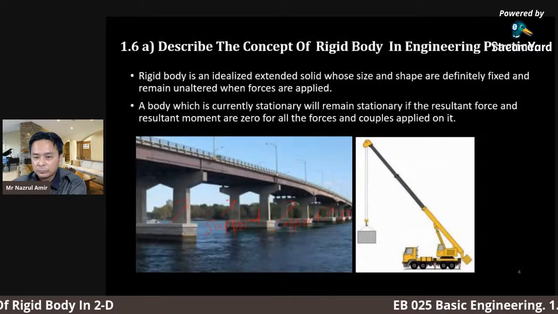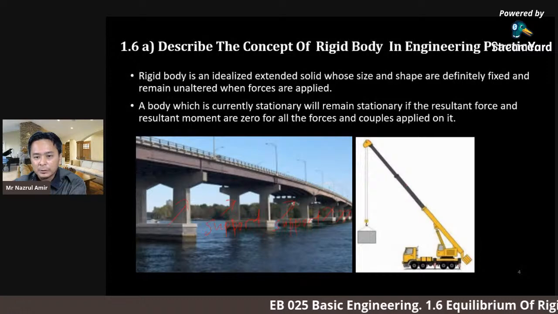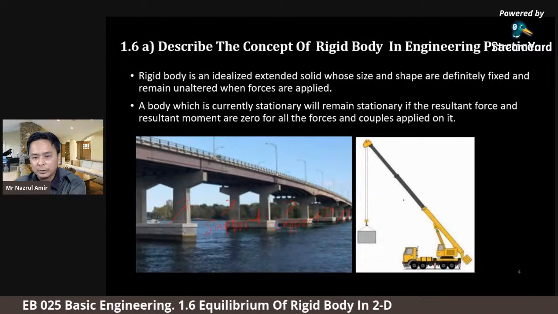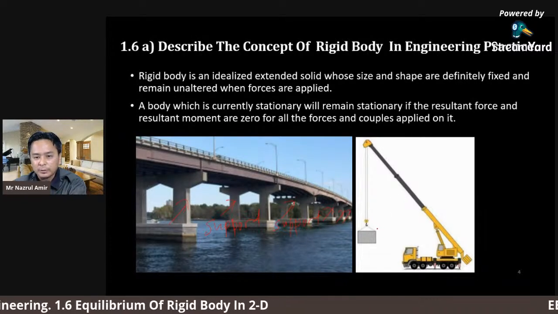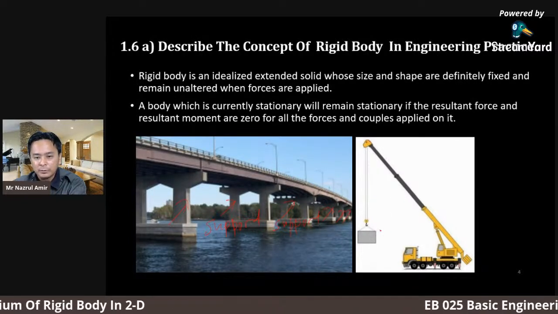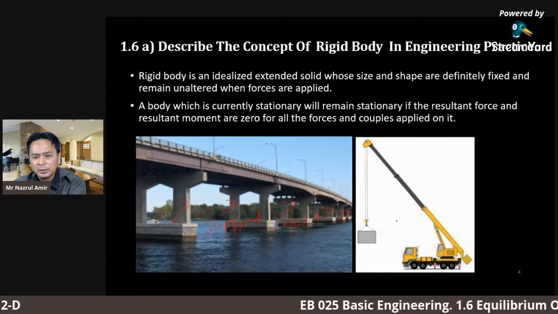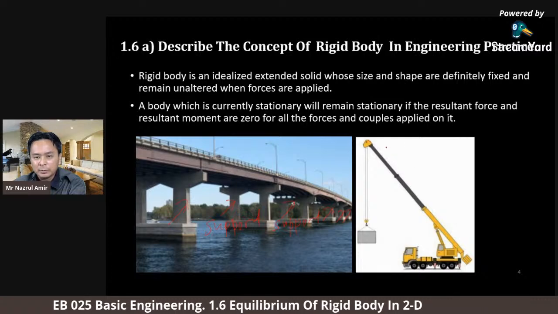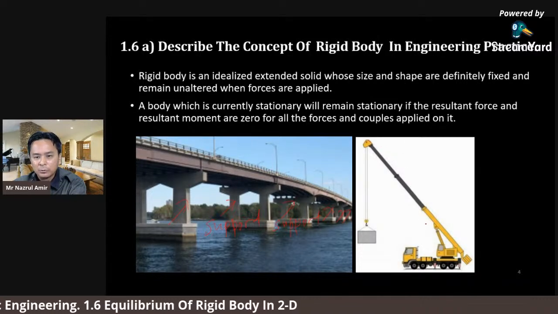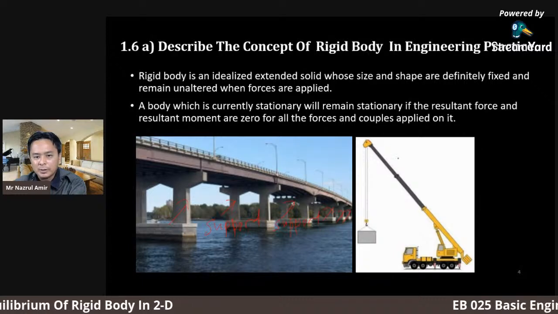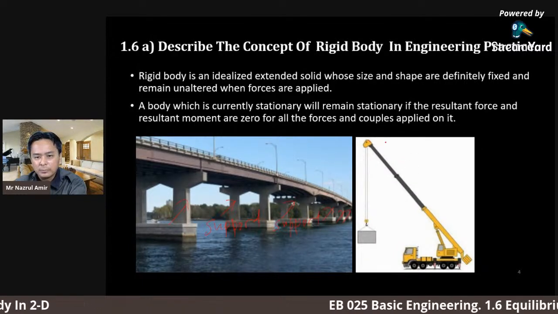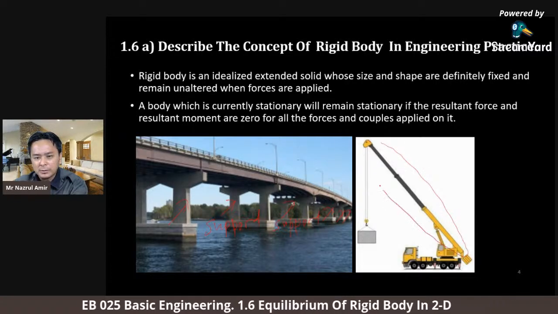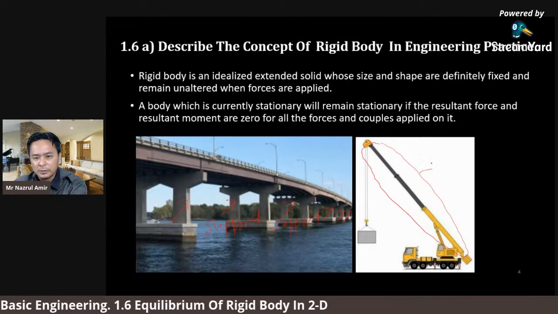Now let us take a look at the next picture. This is the image of a crane. A crane is used to lift an object, mostly a heavy object, in construction and in industry. This crane has a rigid body that is attached to two types of support. So where is the rigid body actually? The rigid body is represented by this part of the crane. This is the rigid body of the crane.